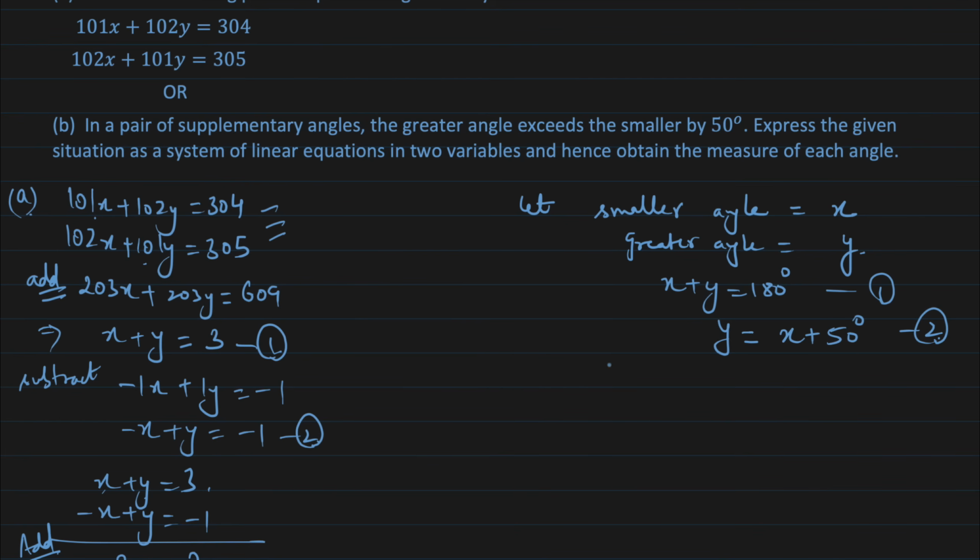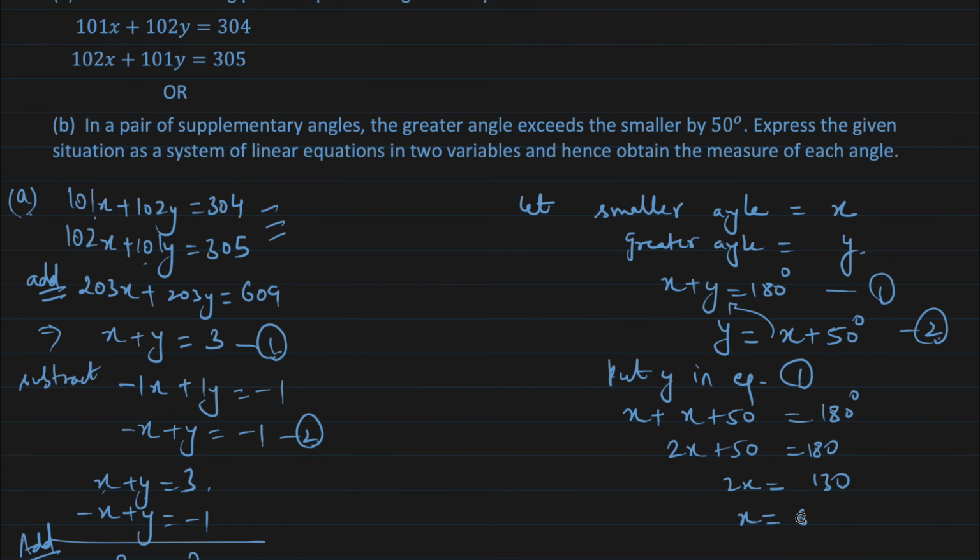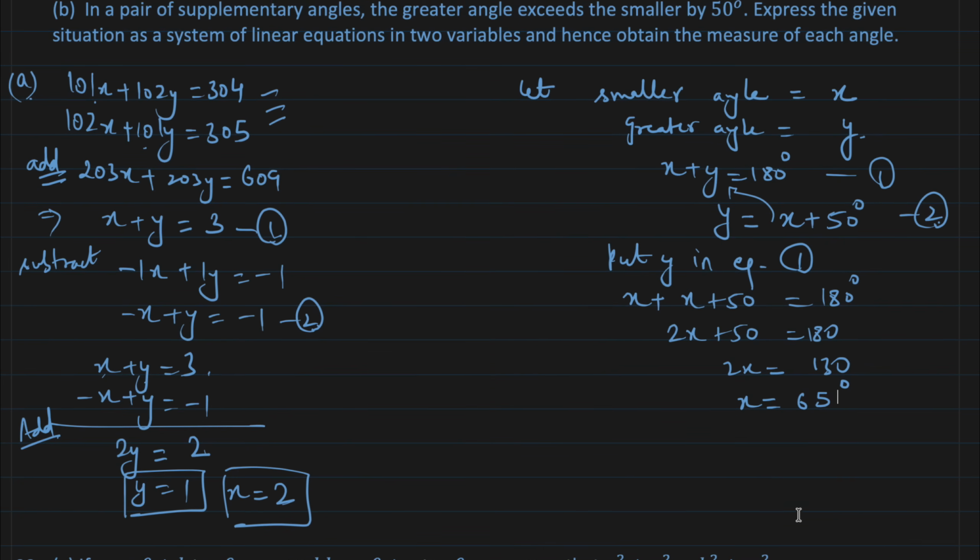So here it's an easy one. We just do substitution. Okay, put y in equation 1, right? So x plus x plus 50 is 180. I put this value here. So 2x plus 50 is 180. 2x equals 180 minus 50, which is 130. So x is 130 by 2, which is 65 degrees. So one of the angles comes out to be 65 degrees.